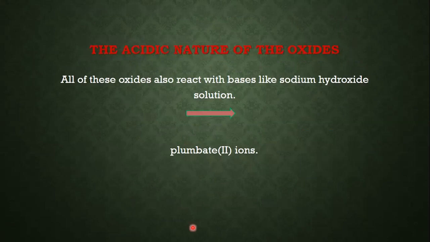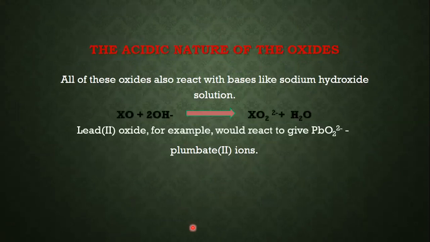Now come towards the acidic nature of the oxides. All these oxides react with bases like sodium hydroxide to give water and their salts. Like lead oxide reacts to give PbO2 2-, that is plumbate(II) ions. Here, these oxides show their acidic character as they are reacting with base.